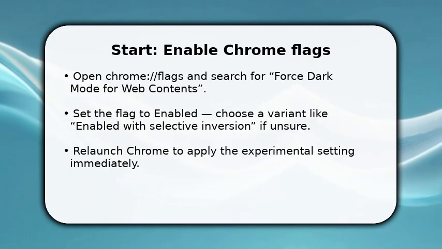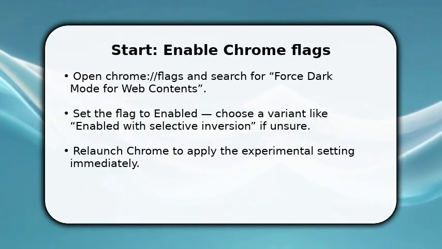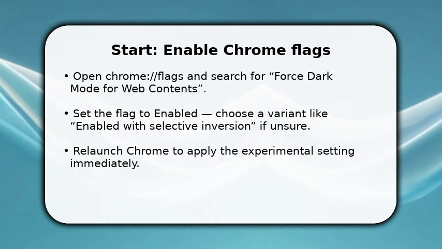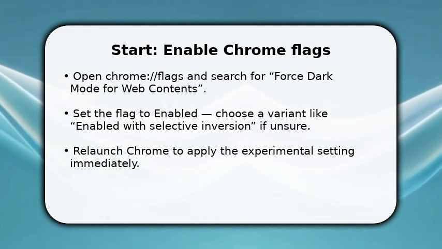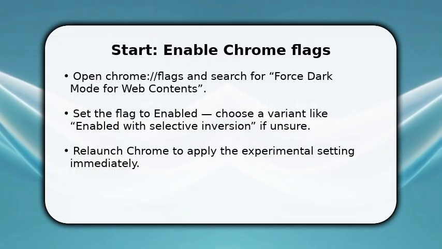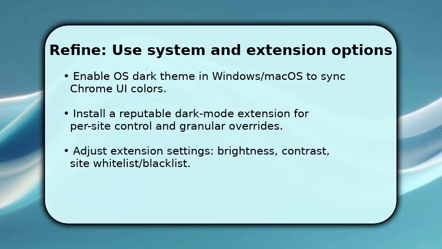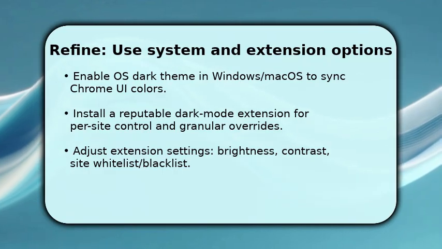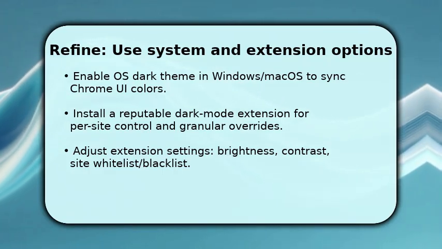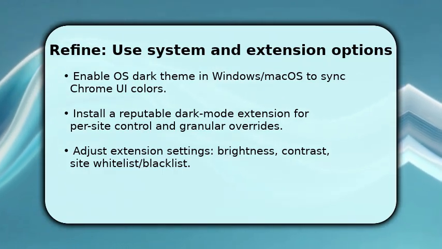This step forces Chrome's rendering engine to invert or map colors, giving you dark backgrounds and lighter text across most sites. Once done with the flag, refine both interface and content appearance. Turn on your operating system's dark theme so Chrome's UI matches the page styles. This prevents jarring Chrome versus content differences.